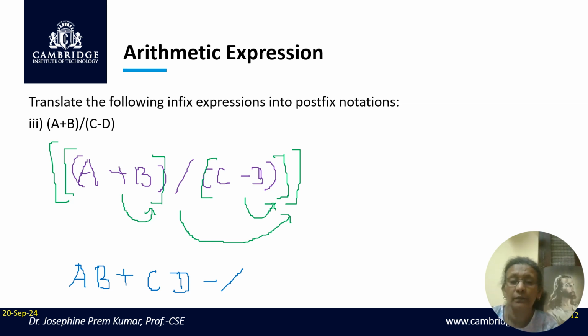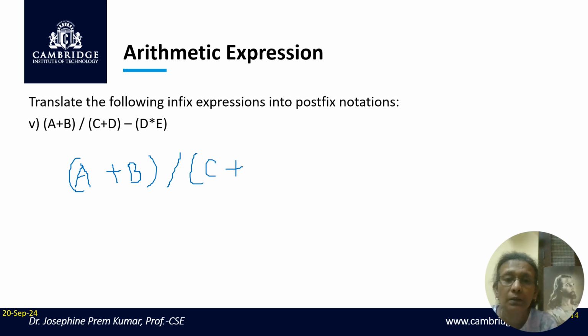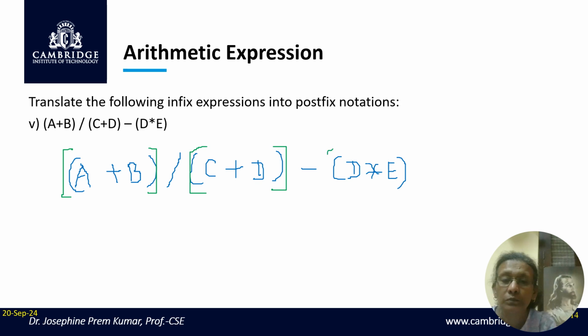Fine. I'll take one more example. Yeah, this time I'll take this one. So now I have A plus B divided by C plus D minus D into E. So I will put square brackets around these. Then I have to calculate the division first, so I will put a square brackets for that, and then only I can do the subtraction, so I put a square brackets for that.